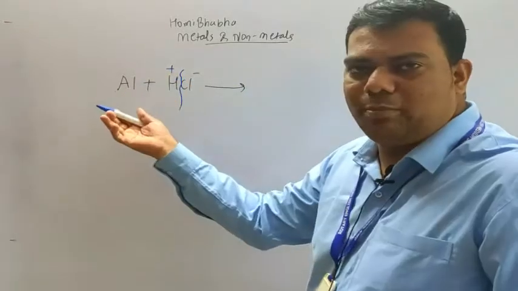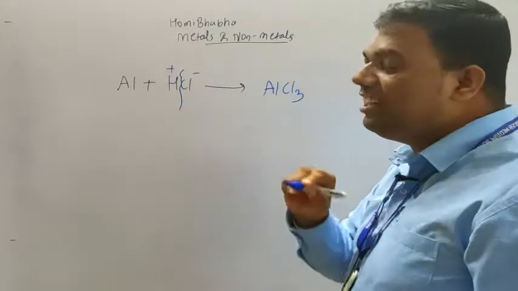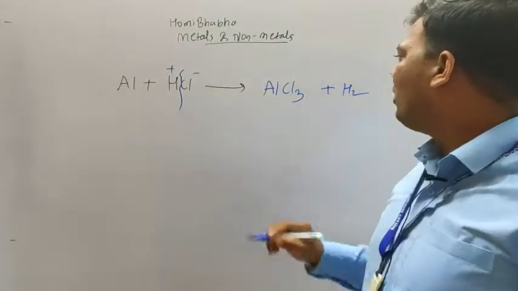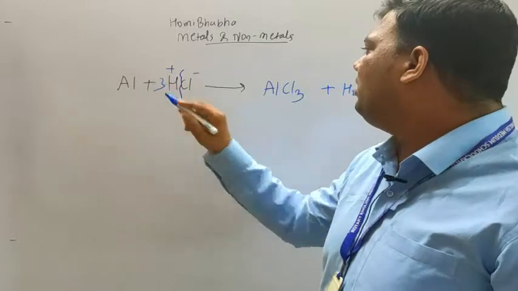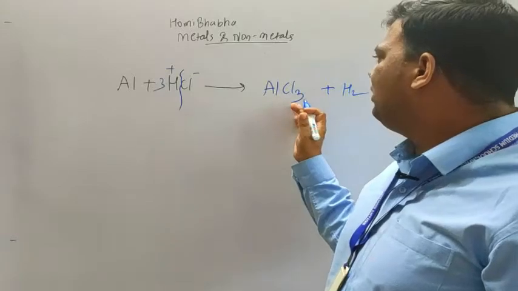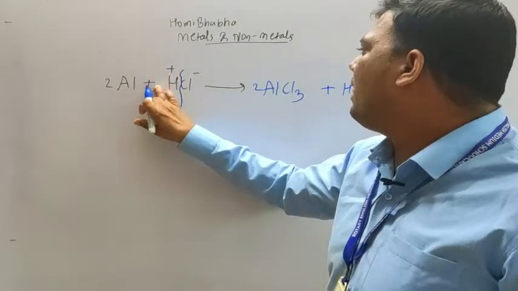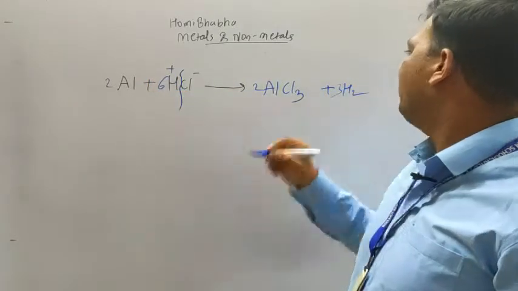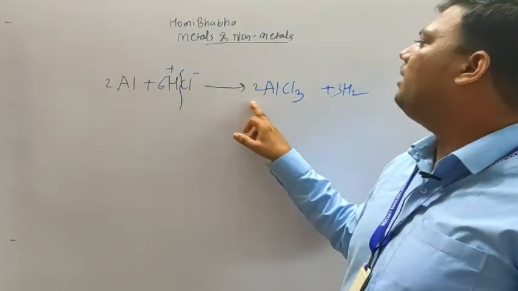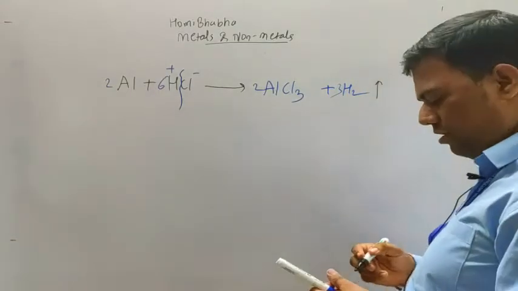Understood? As you know, metal is always electropositive. So what are they giving us? Yes, AlCl3, a stable binary compound, plus hydrogen gas. For balancing the reaction, take 3 here. So our reaction is balanced. See, 3Cl here also 3Cl, like that we have to do for balancing. Is our reaction balanced or not? 2Al, 2Al, 6Cl, 6Cl, and hydrogen 6, hydrogen 6. As you know, our gas will evolve.